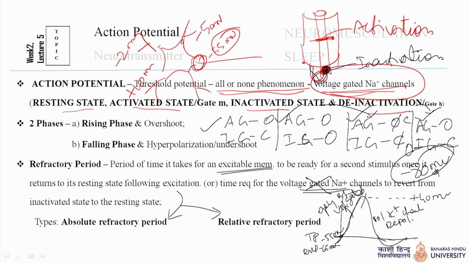Absolute refractory period means even if you provide a very strong stimulus, the neurons cannot be excited or depolarized. Whereas in the relative refractory period, if you produce a stimulus which is above normal, then it can produce another depolarization of the membrane. So this phase is called the relative refractory period.